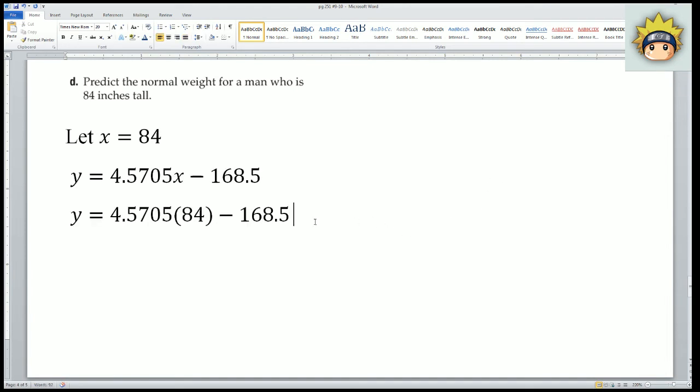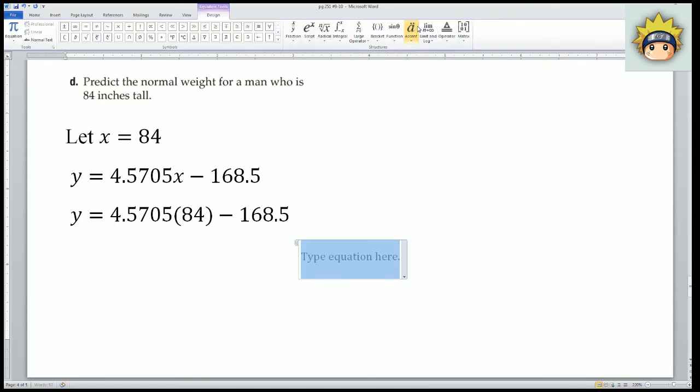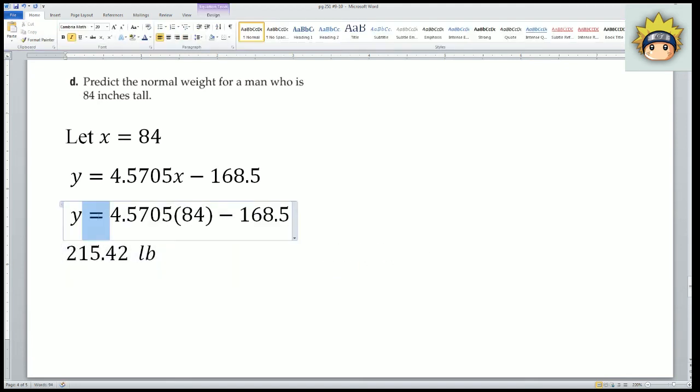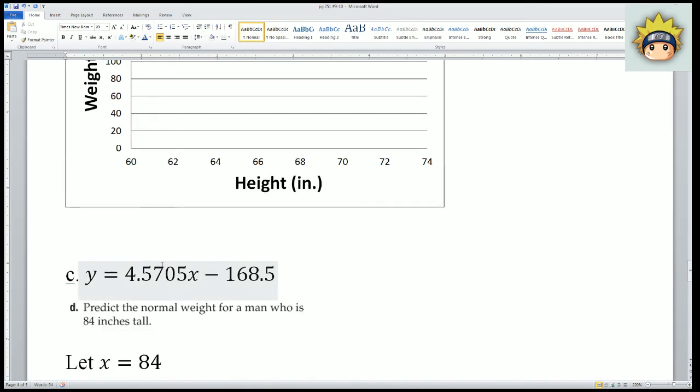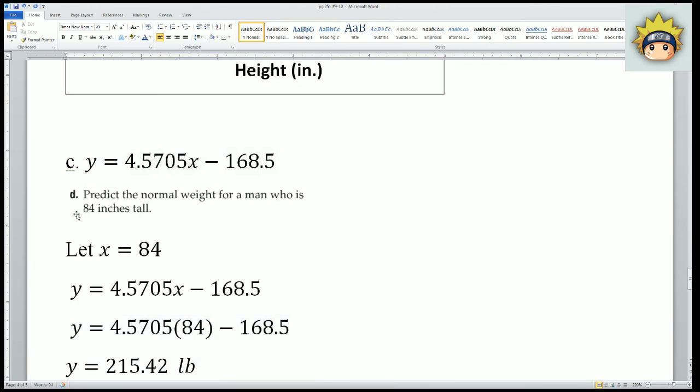Now, if you plug that into a calculator, you should have gotten, let me get out my calculator, 4.5705 times 84 minus 168.5. You should have gotten the value of 215.422 pounds. But you don't really use that many decimals. I think the closest in your scale would be y equals 215.42 pounds. That is what your weight is supposed to be if you have a height of 84 inches.